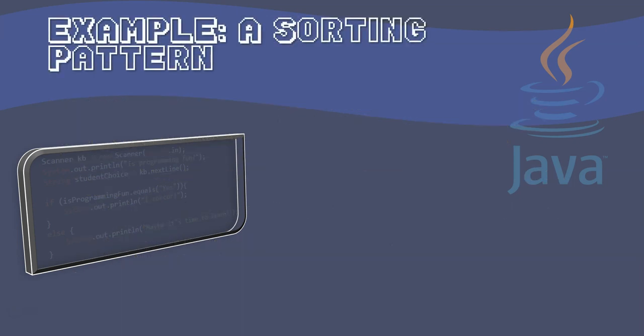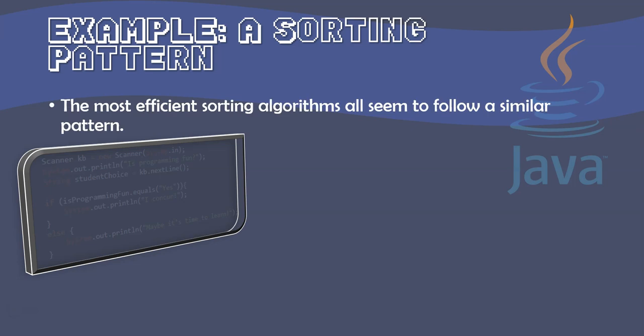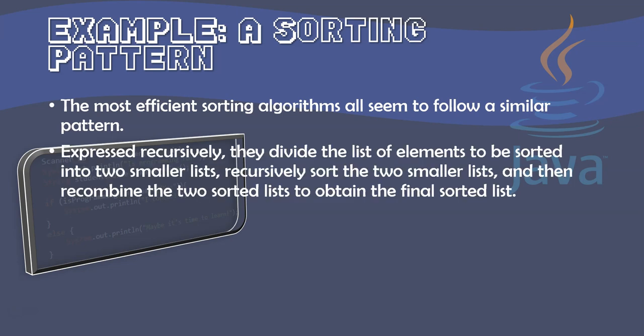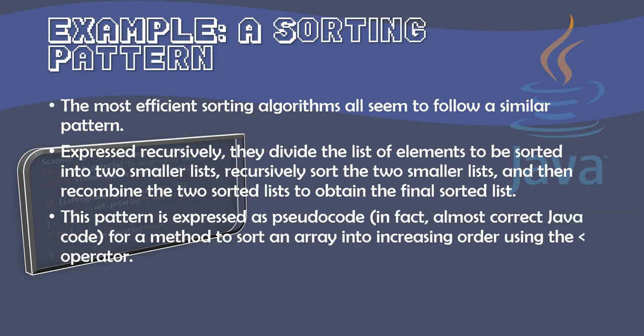Now this is not just applicable to, obviously, this example, but let's do something we might be a little bit more familiar with, which is sorting. So one thing you have to understand about sorting is efficiency is very key here. And most efficient sorting algorithms all seem to follow a similar pattern. When we express these patterns recursively, what tends to happen is they divide the elements to be sorted into two small lists, then recursively sort the two small lists, then recombine the two sorted lists to obtain the final sorted list. This pattern is expressed as pseudocode, and we're going to see here, in fact, almost all correct Java code when we take a look at it, for a method to sort an array into increasing order using the less than operator.